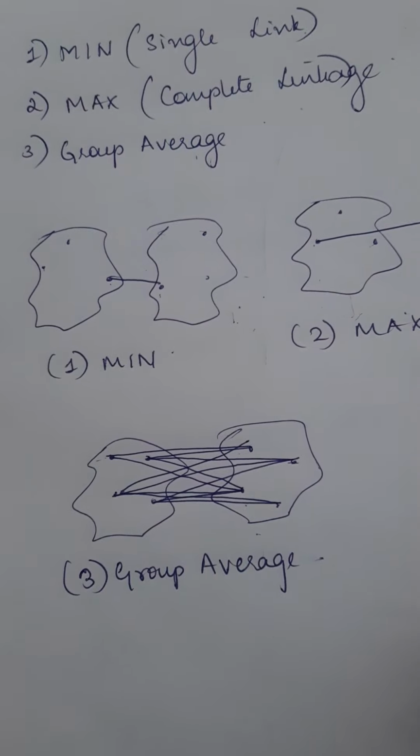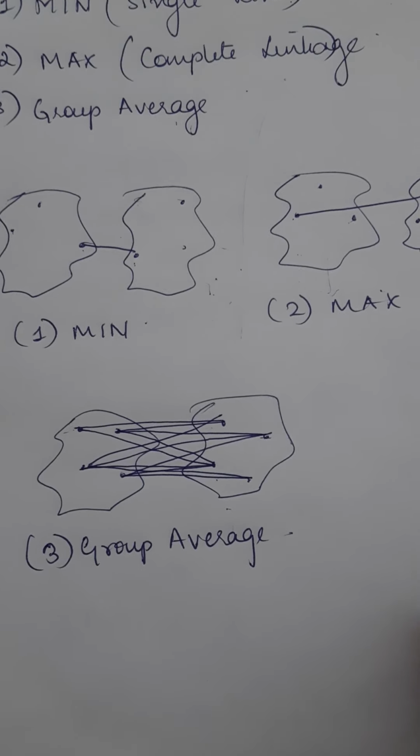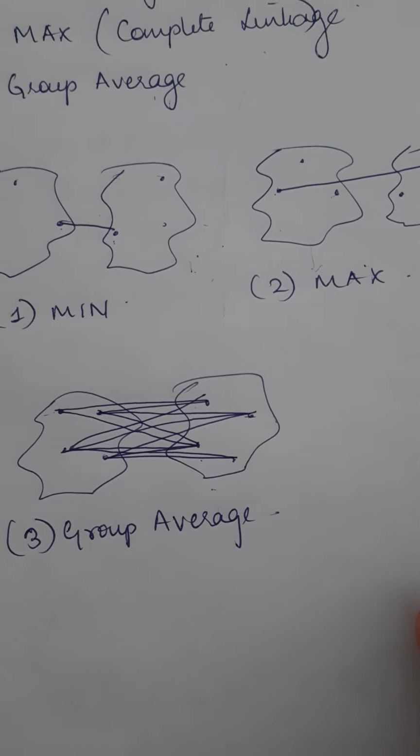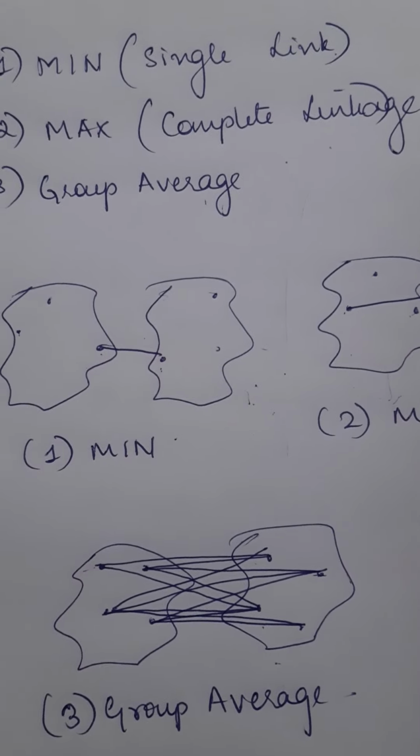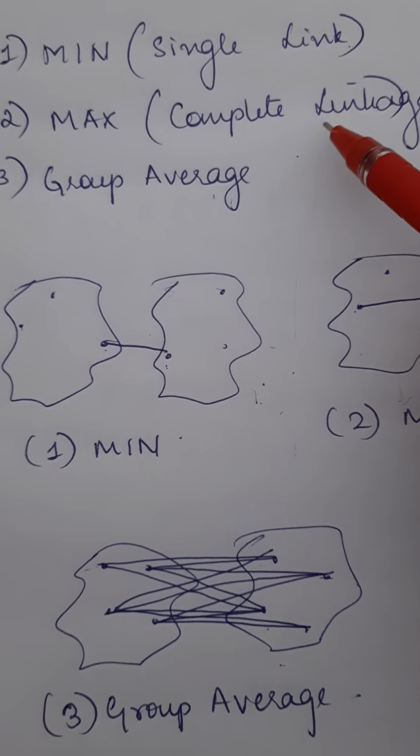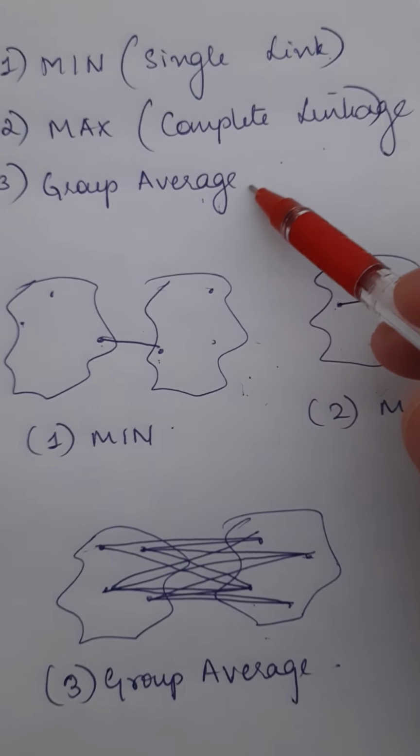So here again there are three types. These are the different agglomerative clustering techniques: min, max, and group average. Min is also called single linkage, and max is called complete linkage. Then we have group average.